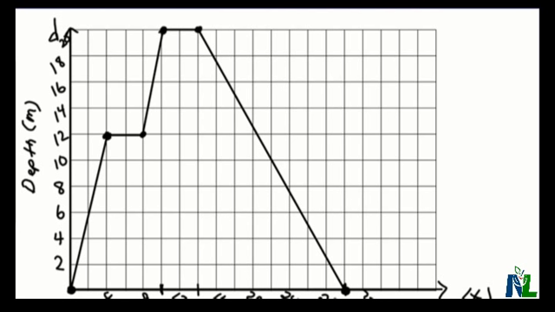The horizontal pieces that we have in our graph right here and here is where she's maintaining her depth. Okay, as she's going down, we have a positive slope going up here, and then she's turning around at this point and going back to the surface.